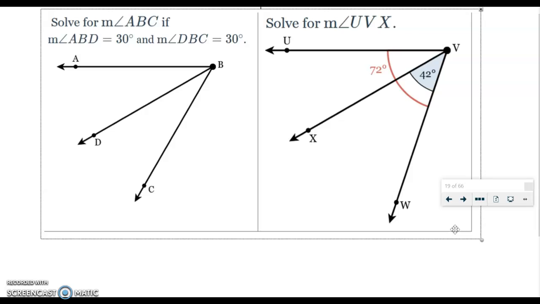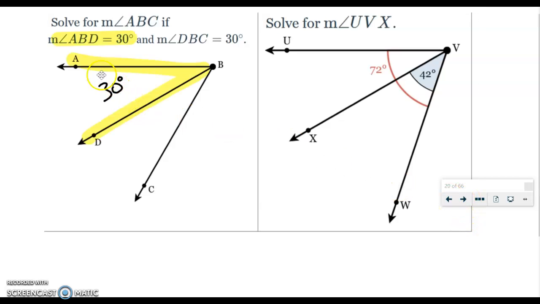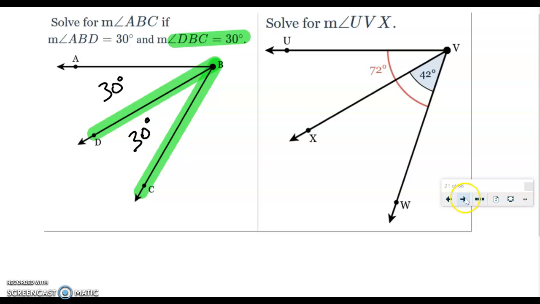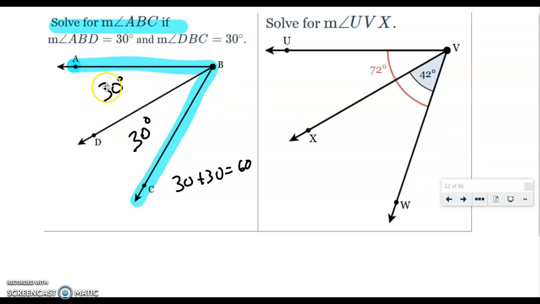So on this one, they want us to solve for angle ABC if the measurement of angle ABD is equal to 30 degrees and the measurement of angle DBC is equal to 30 degrees. So you got to know what the angles are and how to name them and everything. So if you come through here, you see it says ABD. They want to know ABD, this angle. If this is 30, and this angle DBC is 30, then how much is this angle here, ABC, the bigger angle?